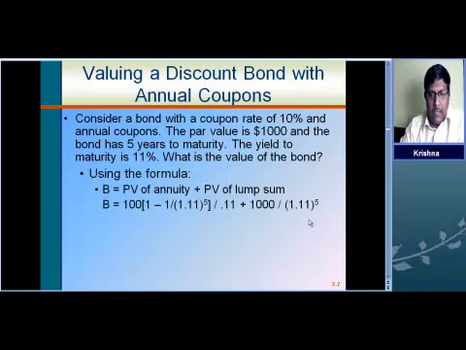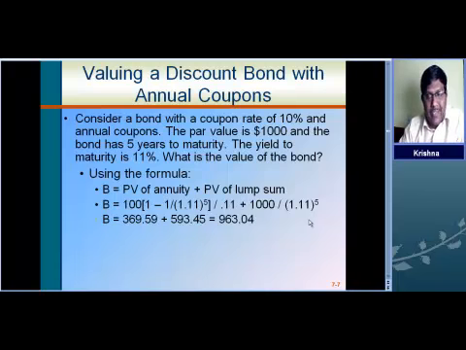Okay. So we are fitting the figures in the formula. 100 is the coupon value. Then 1 minus 1 divided by 1.11 whole power 5, where 5 is the term to maturity, divided by 0.11, plus 1000 divided by 1.11 whole power 5. So the resultant figure is 963.04. This 963.04 is the purchase price at which we can purchase the bond. This is called bond valuation. Thank you.